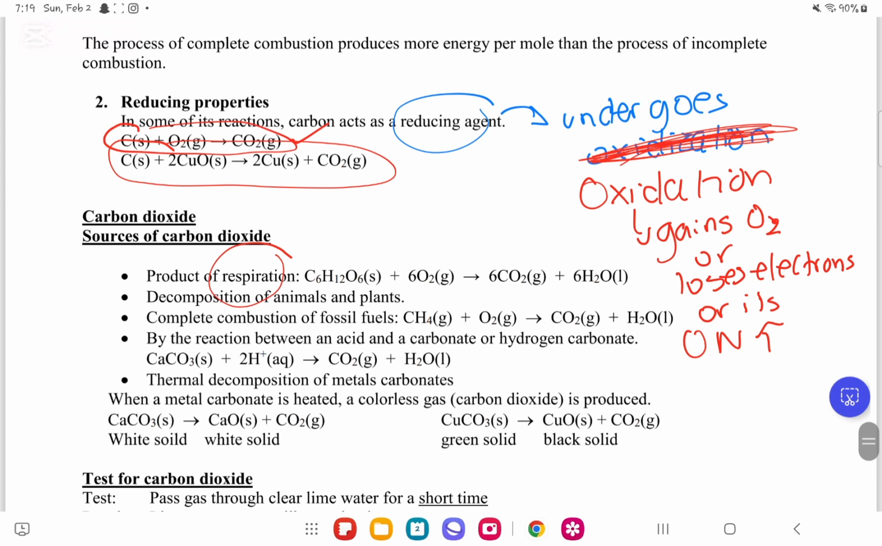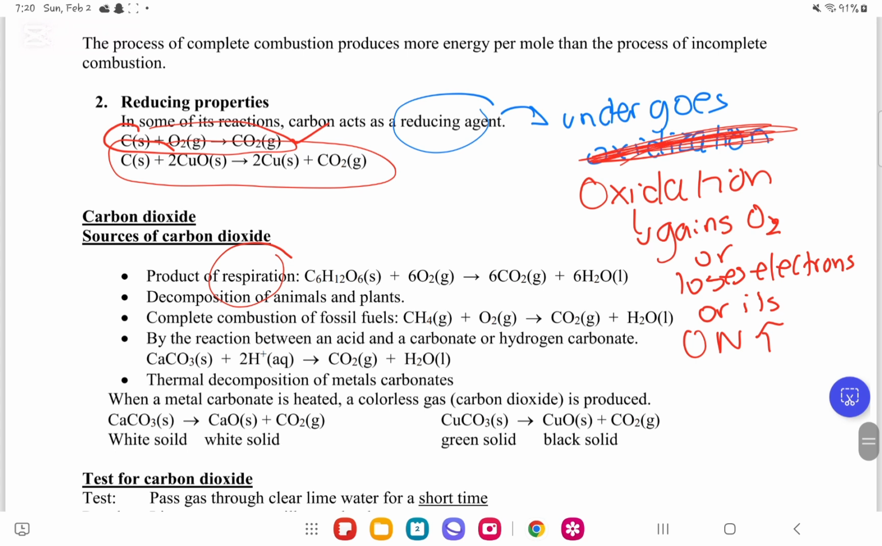And when an acid and a carbonate react together, they will form carbon dioxide for sure. Okay, and then when metal carbonates decompose thermally, carbon dioxide is formed. So when a metal carbonate is heated, a colorless gas, which is carbon dioxide, is produced. So for example, CaCO3, a metal plus carbonate. This is a white solid. When it decomposes completely or is heated, okay, it will form carbon dioxide.